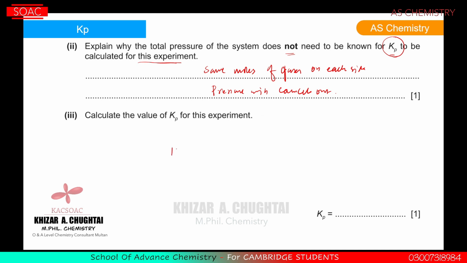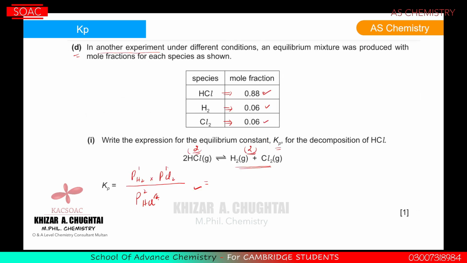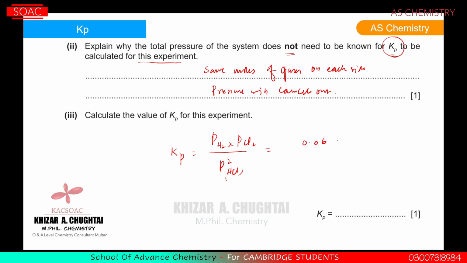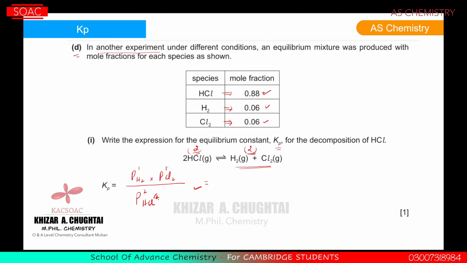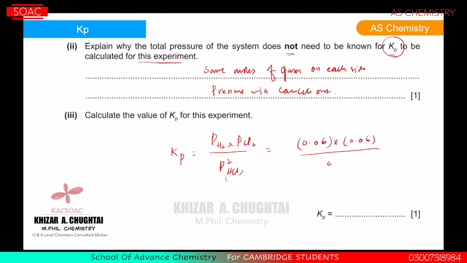So what is the expression you know? Kp is equal to the partial pressure of hydrogen multiplied by the partial pressure of Cl2 divided by the partial pressure squared for HCl. So what is the answer? What is the value of partial pressure of hydrogen? 0.06, 0.06. So 0.06 for hydrogen multiplied by 0.06 for Cl2 divided by what is the value of HCl? 0.88. I'm putting the mole fraction rather than the partial pressure. There is no need to change them into partial pressure because there is no involvement of the total pressure over here. So that's why I'm using the same values of mole fraction.